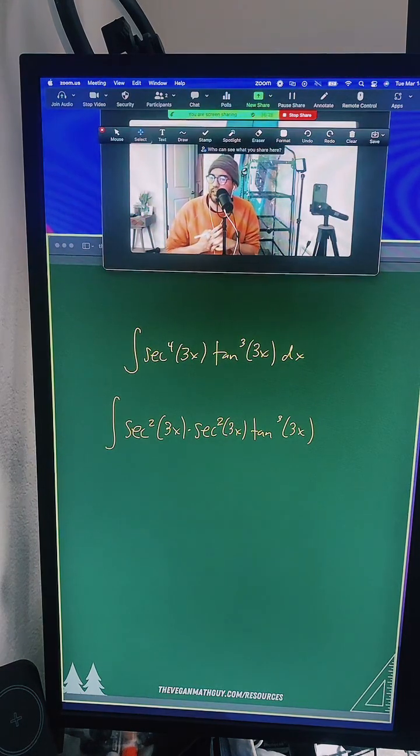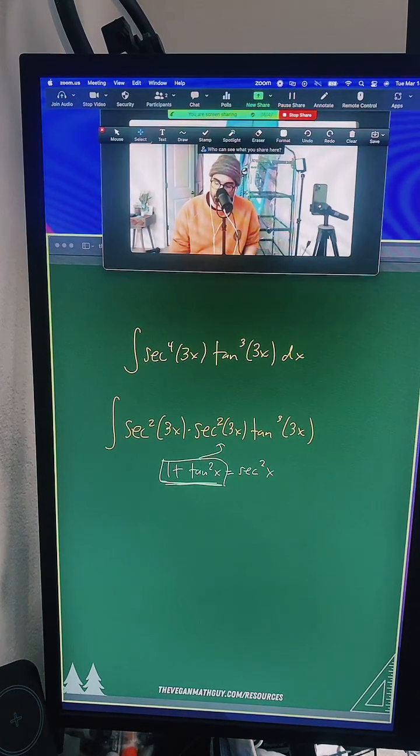And someone says split the tan into secant. I'm going to do the other way around. I'm going to split the secant into tan. Because if you recall, there is a formula: 1 plus tan squared is equal to secant squared. And that's what I'm going to plug in for this secant squared. And that's going to give me secant squared 3x times 1 plus tan squared 3x, times tan of 3x dx.